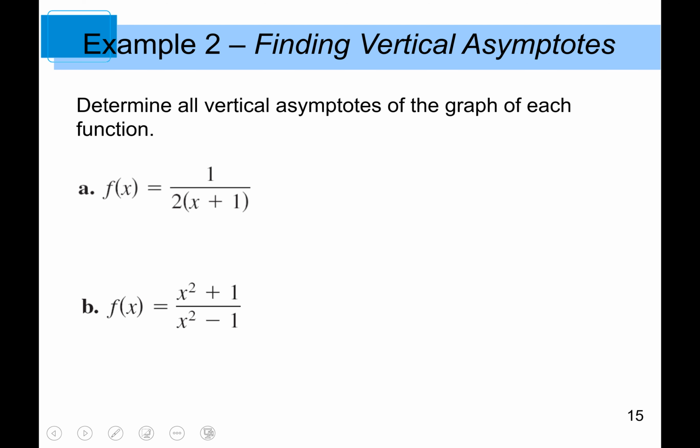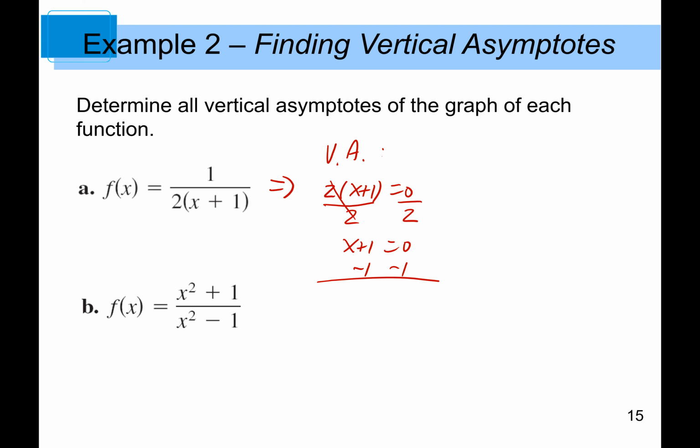So let's take a look at this. Determine all the vertical asymptotes of the graph of each function. So you have to find the vertical asymptotes. You just set the denominator equal to 0. So setting 2 times (x plus 1) equal to 0, and solve for x. Divide both sides of the equation by 2, cancel that, x plus 1 equals 0, subtract 1 from both sides of the equation, x equals -1. So x equals -1, that's our vertical asymptote.